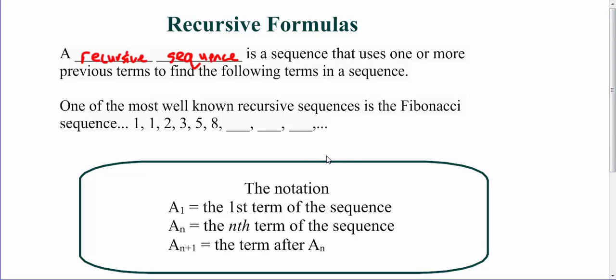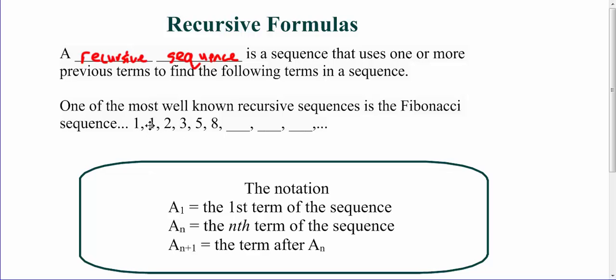One of the most well-known recursive sequences is the Fibonacci sequence. If you have a few minutes, read about it on Wikipedia or some other source. Actually started with a study in rabbit breeding. Very interesting concept. Now, the way this recursive sequence works is to find the next number, like to find this number, you add the previous 2.